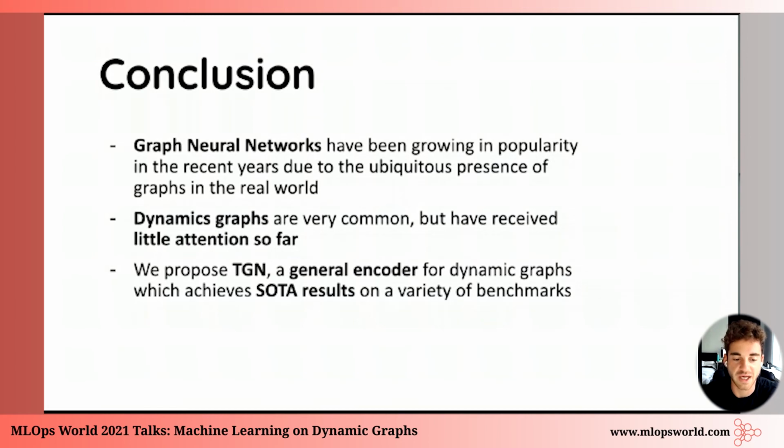And then last, I've shown you TGN, which is this model that we proposed, and is a very general encoder model for dynamic graphs, which achieves basically state-of-the-art results on a variety of datasets and benchmarks.